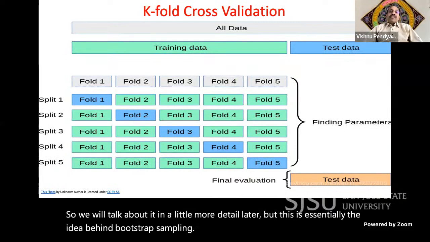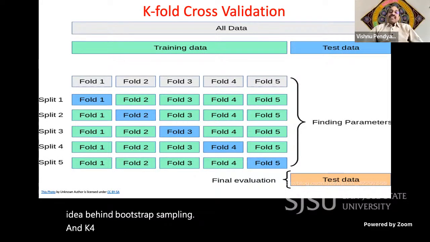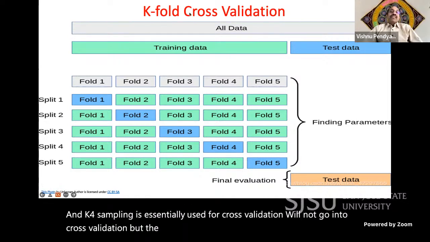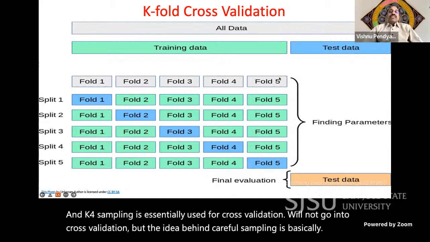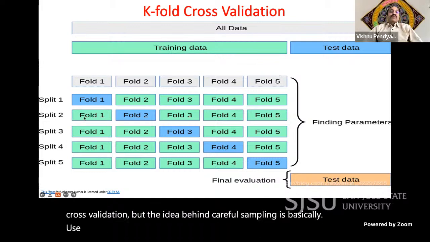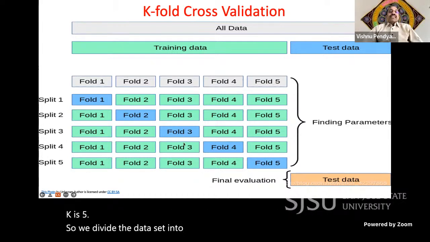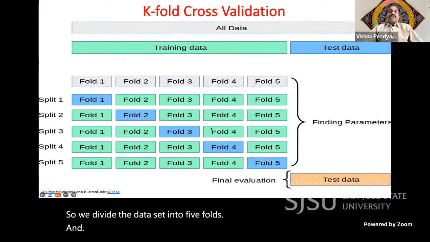And k-fold sampling is essentially used for cross-validation. We'll not go into cross-validation, but the idea behind k-fold sampling is basically to divide the data set into k number of folds. In this case, the value of k is 5. So we divide the data set into 5 folds, and this helps in cross-validation, right?